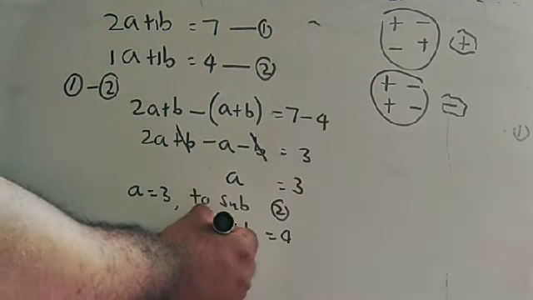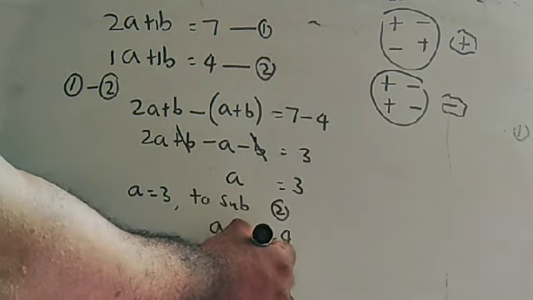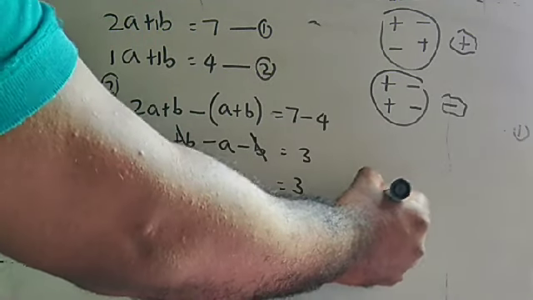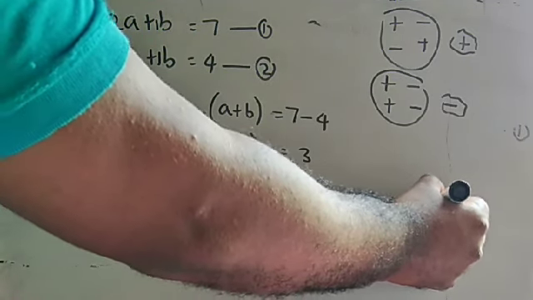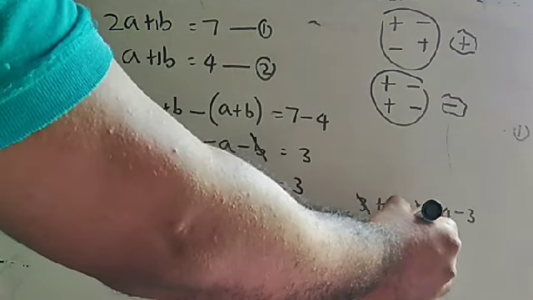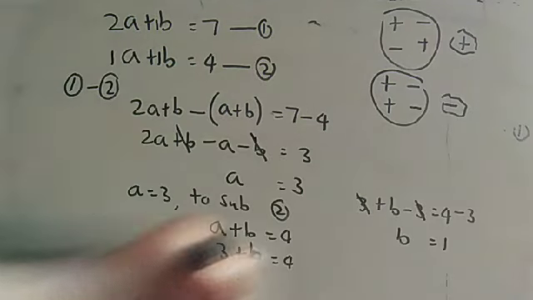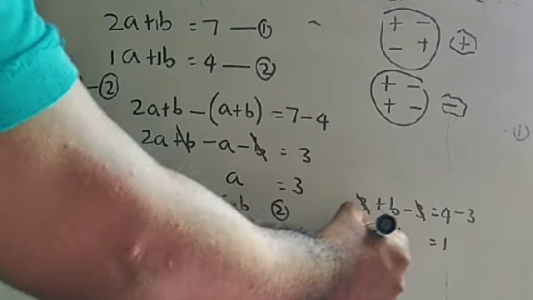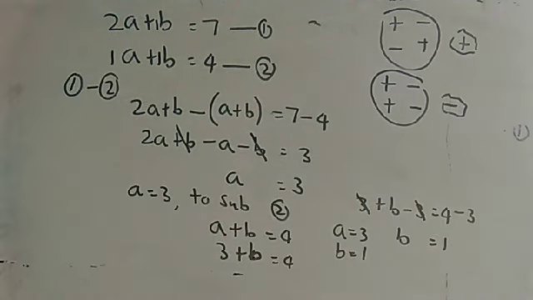Now when you substitute, a is 3, so 3 plus b is equal to 4. Now to cancel plus 3, subtract 3 from both sides. Then plus 3 and minus 3 cancel, b is 4 minus 3, which is 1. Right, now a is 3, b is 1. Understand? Our answer is correct.